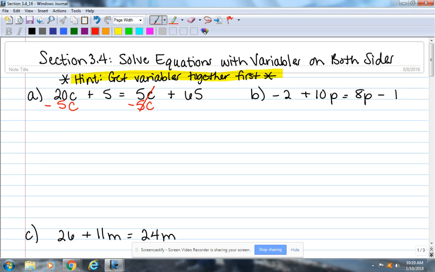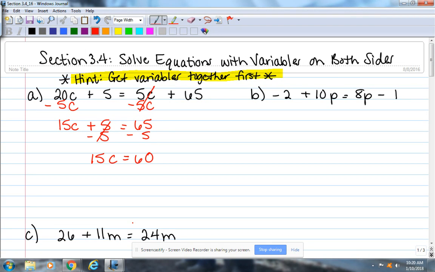So what is 20C minus 5C? 15C plus 5 equals 65. And now we just have one variable now, and that was the whole point in getting your variables together. And now it looks like a two-step equation from yesterday. So now what do we need to do to get C by itself? Subtract 5 on each side. So 15C equals what? 60.